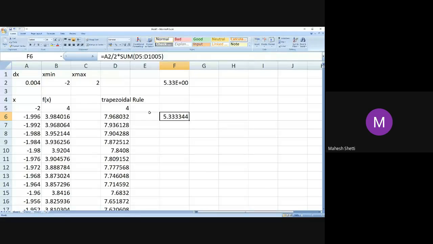Okay. So multiplication and division have the same precedence. Addition and subtraction have the same precedence. No, I was reading it like A2 divided by 2 into summation. Yeah, but that is a very common mistake, especially when you're writing a more complicated formula.